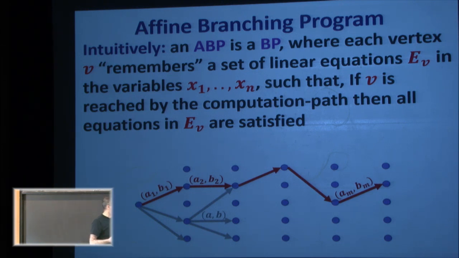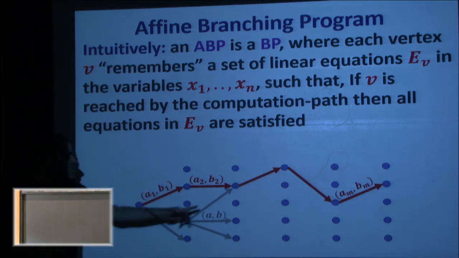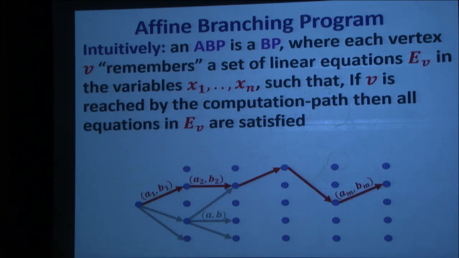So the equations in EV do not have to appear on this path. They might be weird linear combinations, but they must satisfy that if you reach a vertex, all the equations in EV are satisfied. So these are equations that you remember to be correct. This is the intuition. I have to give a formal definition.